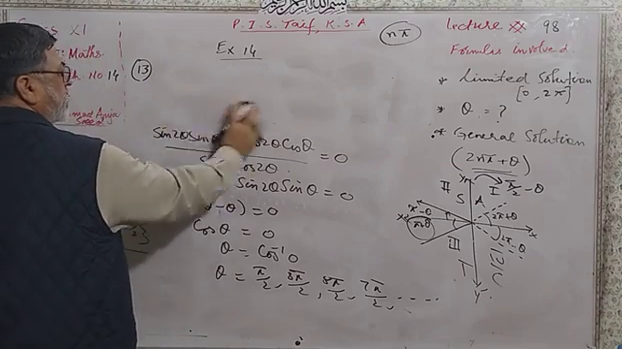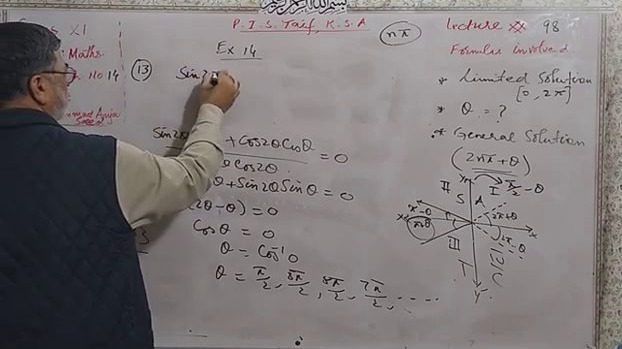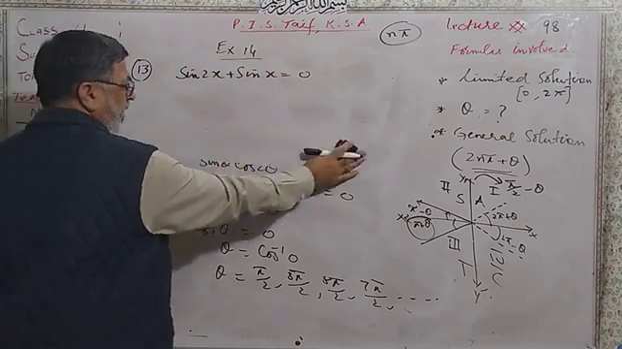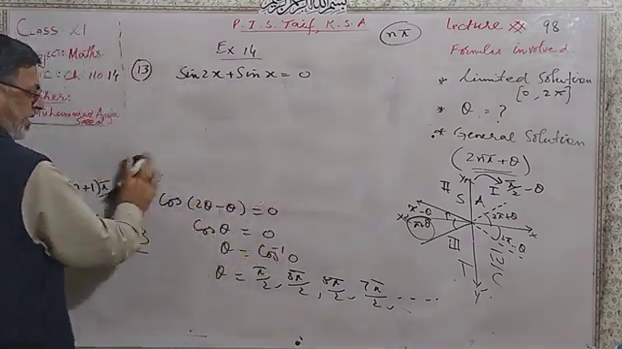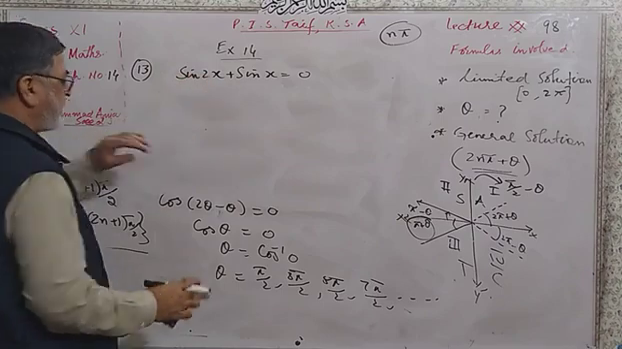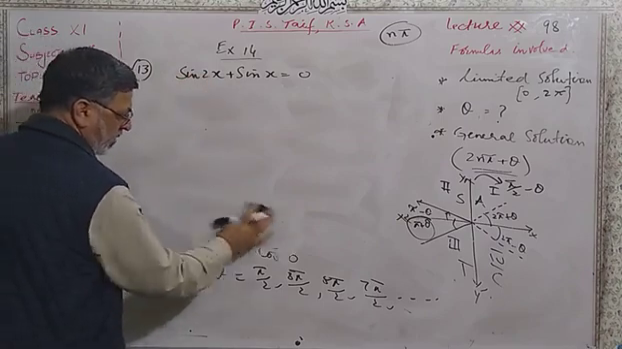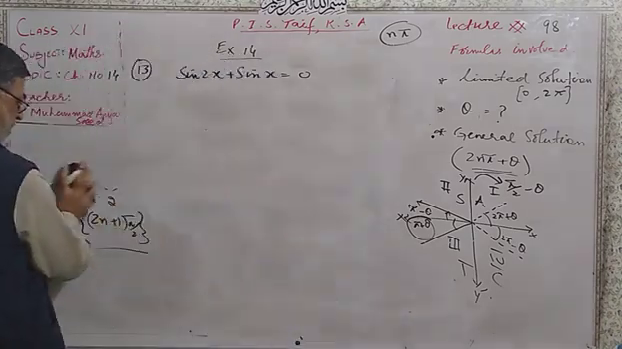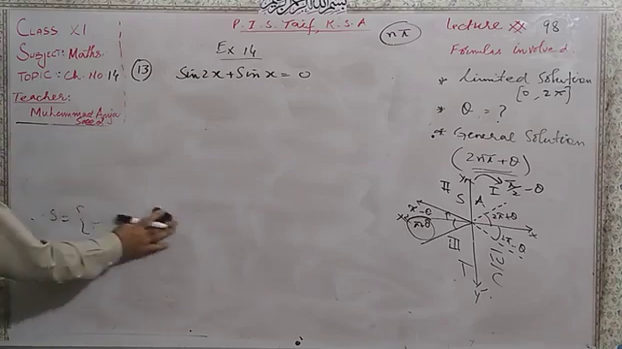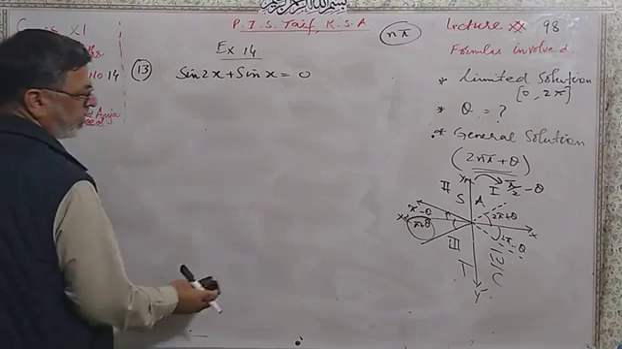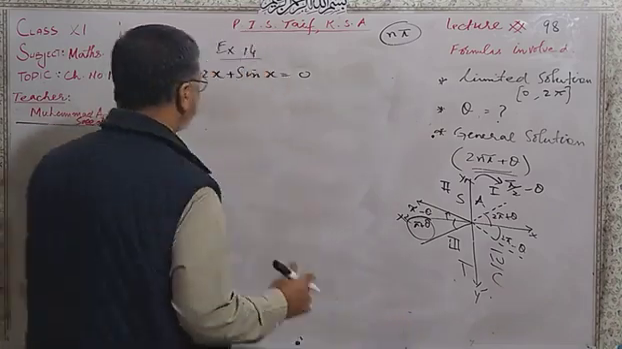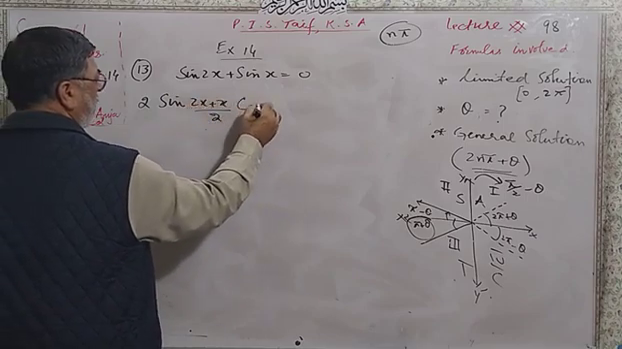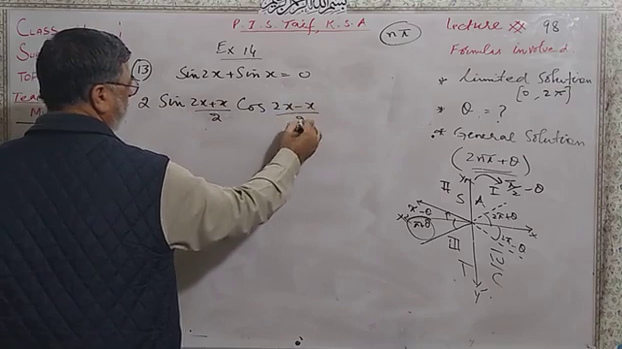sin 2x plus sin x is equal to 0. Now you can see that actually it is the formula of sine plus sine. According to the formula from exercise 10.4, sine plus sine is 2 sine first plus second over 2 cos first minus second over 2.